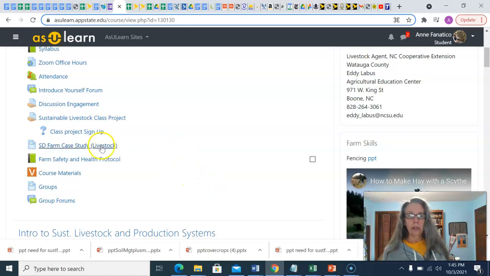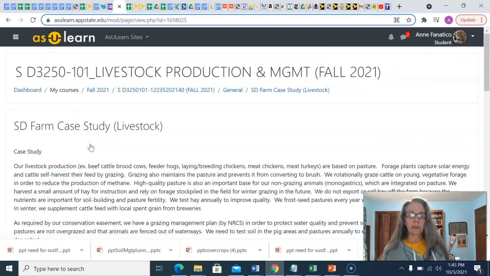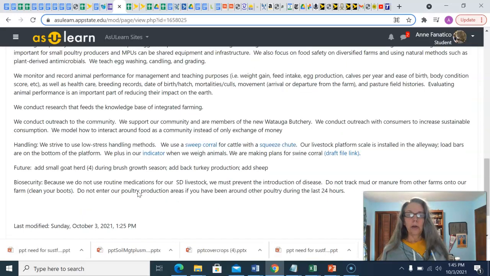We also have our SD Farm case study for livestock. Although we don't have animals at the farm right now, this is a case study of what we intend to do, what we've done in the past.